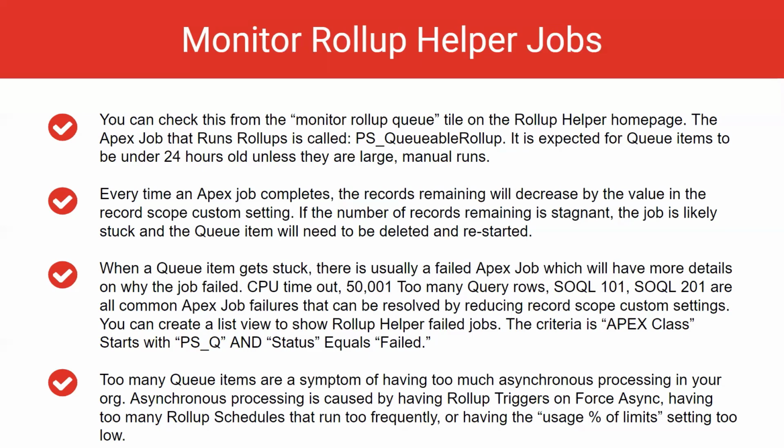Too many queue items are a symptom of having too much asynchronous processing in your org. Asynchronous processing is caused by having rollup triggers on force async, having too many rollup schedules that run too frequently, or having the usage percentage of limits setting too low.